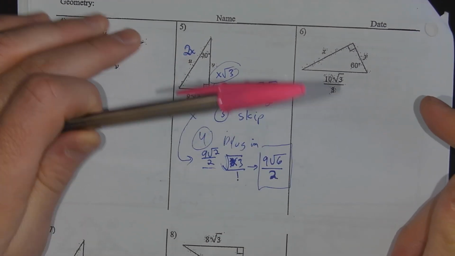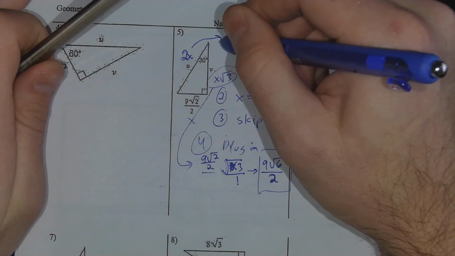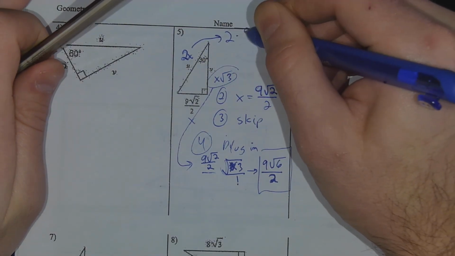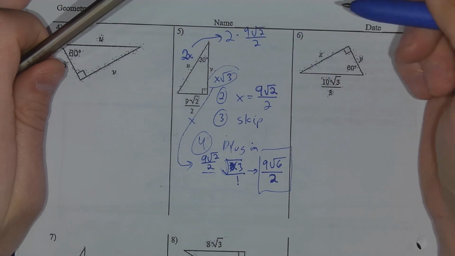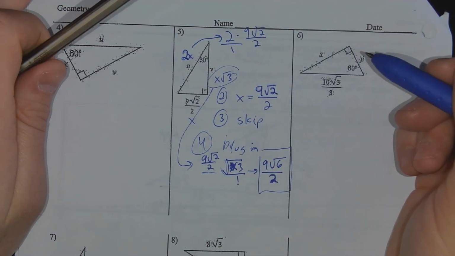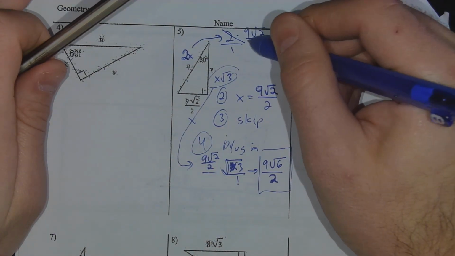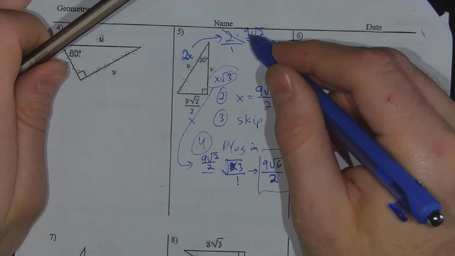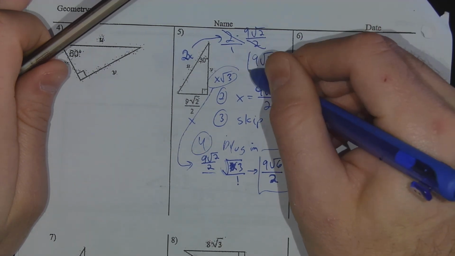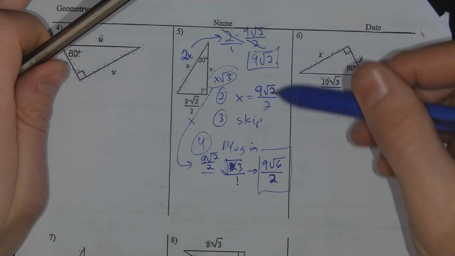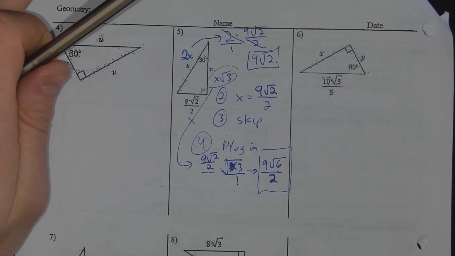Up here where it says 2x, we're going to do 2 times 9 root 2 over 2. And remember, 2 is over 1. The 2's essentially will cancel. So you're going to be left with 9 root 2 as your hypotenuse. So you have these two sides they added there.